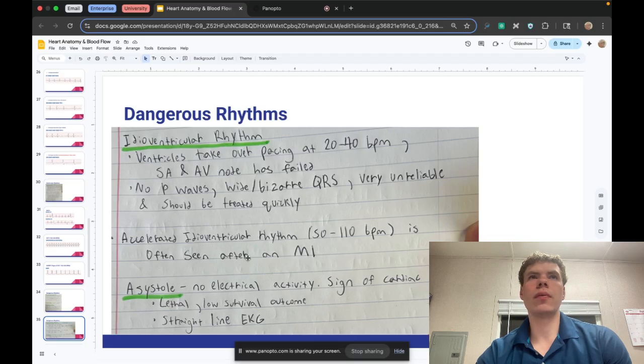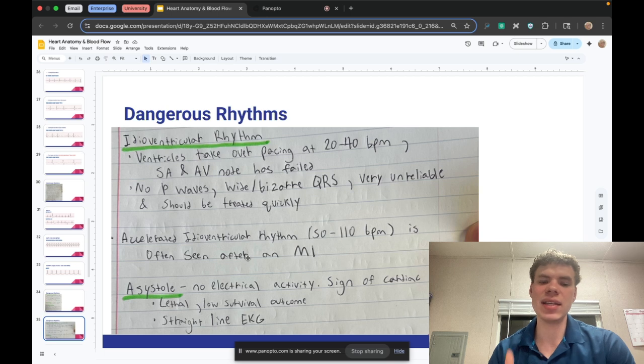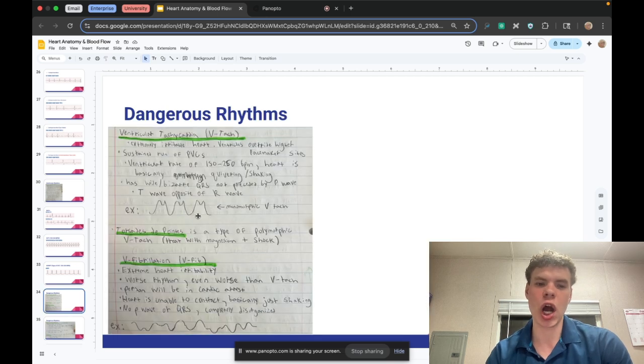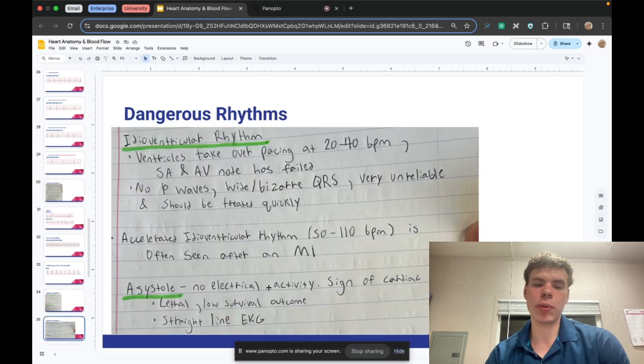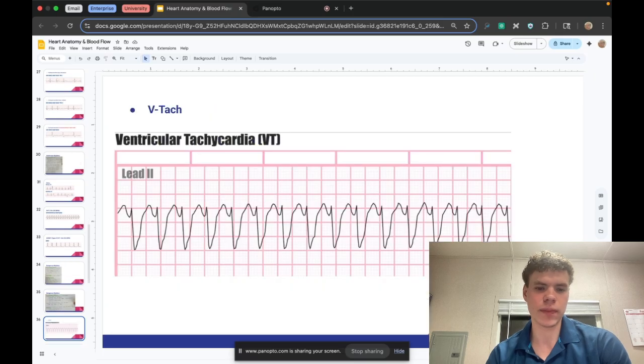So when you put an AED on someone that's in cardiac arrest, the AED is checking to see if it has a shockable rhythm. It's checking to see if it has VFib or VTAC. If the person is in asystole, it's going to say no shock advised because you can't shock asystole. And I'll show you pictures of these rhythms in a second.